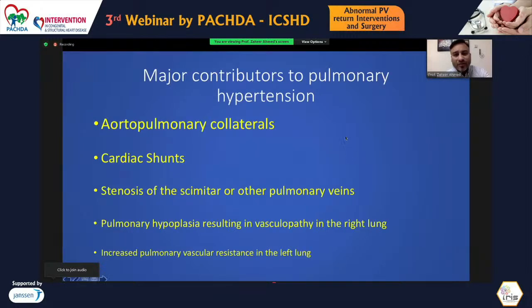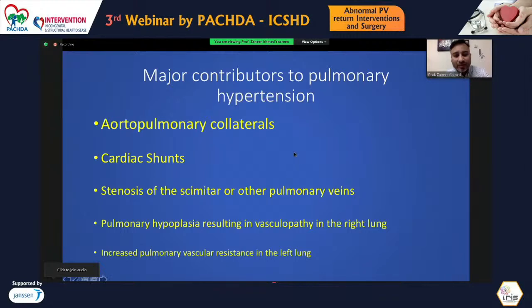I just wanted to spend some time on this slide because pulmonary hypertension is the major contributor in terms of bad prognosis in Scimitar syndrome, and we need to look for the possible causes of pulmonary hypertension. So the most important cause is aortopulmonary collaterals, which are present in about 60 to 70% of patients with Scimitar syndrome. Apart from that, we also need to exclude cardiac shunts like a patent ductus arteriosus or a hemodynamically significant VSD.